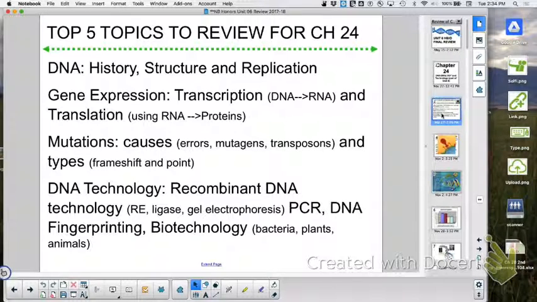Mutations, when good DNA goes bad, right? All different ways to mutate and different types. DNA technology, recombinant DNA. What do you hear in recombinant? Recombine. Did you recombine some DNA?